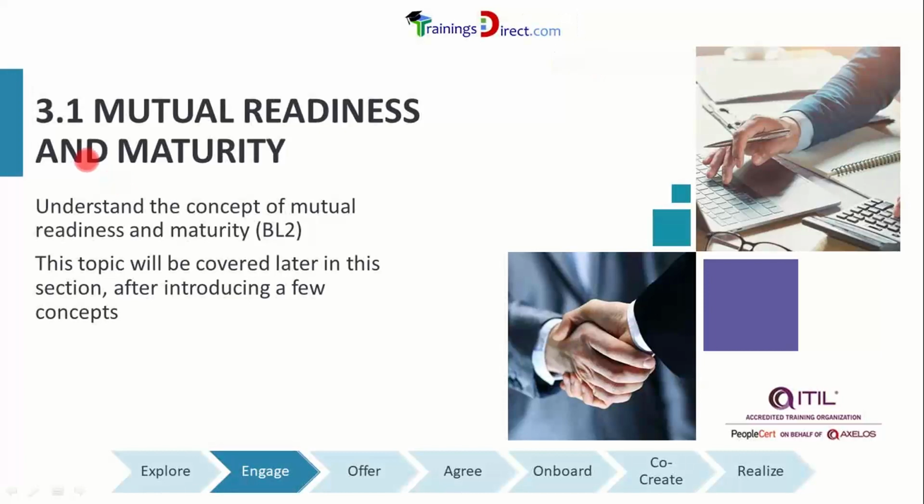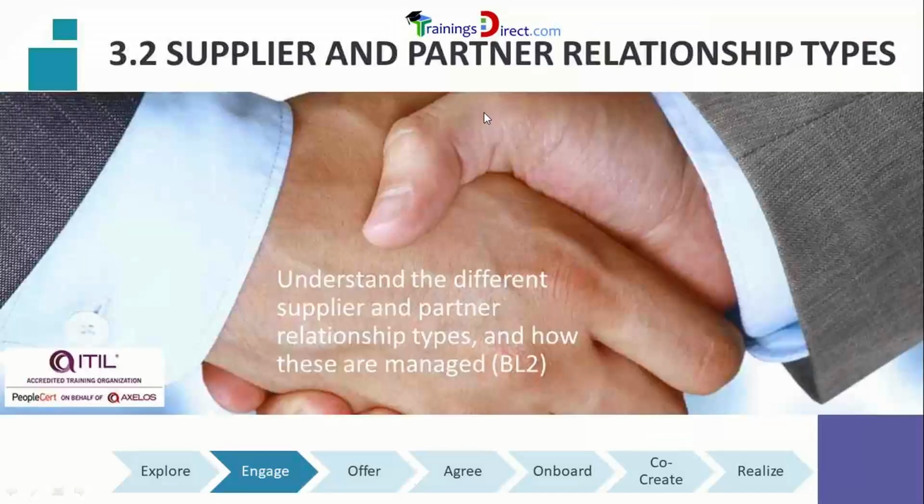The first concept is about mutual readiness and maturity, but we will cover this a little bit after, by first gaining understanding of some other basic concepts before we can move on to mutual readiness and maturity. Firstly, understand the different supplier and partner relationship types and how these are managed.